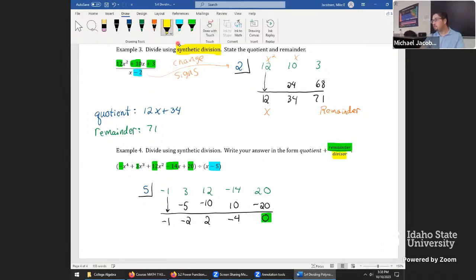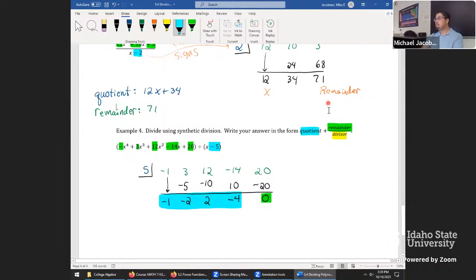The divisor, that was just the x minus 5, this whole thing right here. I probably should highlight that. Hey, that kind of messes up the blue. But that's our divisor. And our quotient is going to be found by just pulling out those numbers and including the variable x. Well, any questions so far, folks, before we go ahead and state that answer?